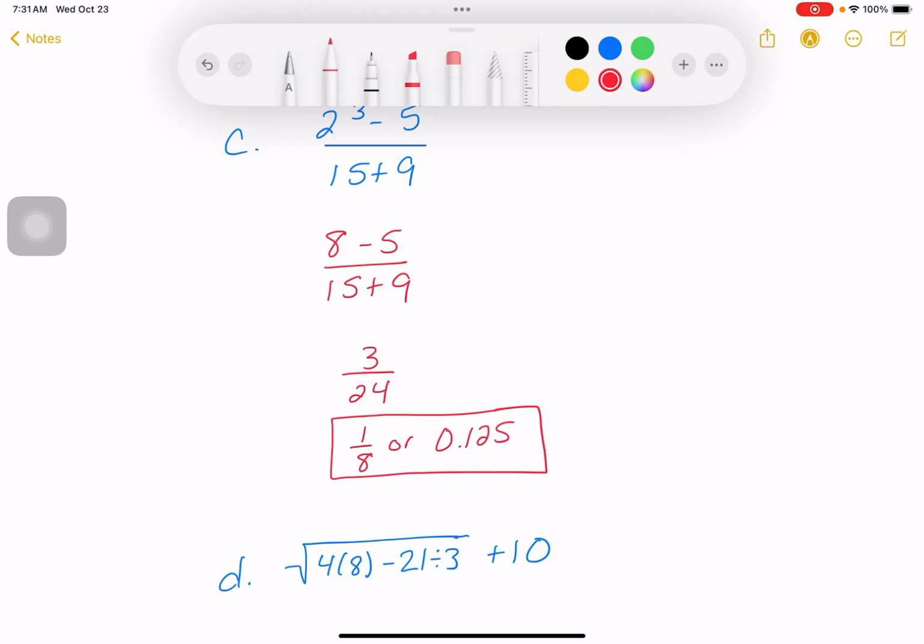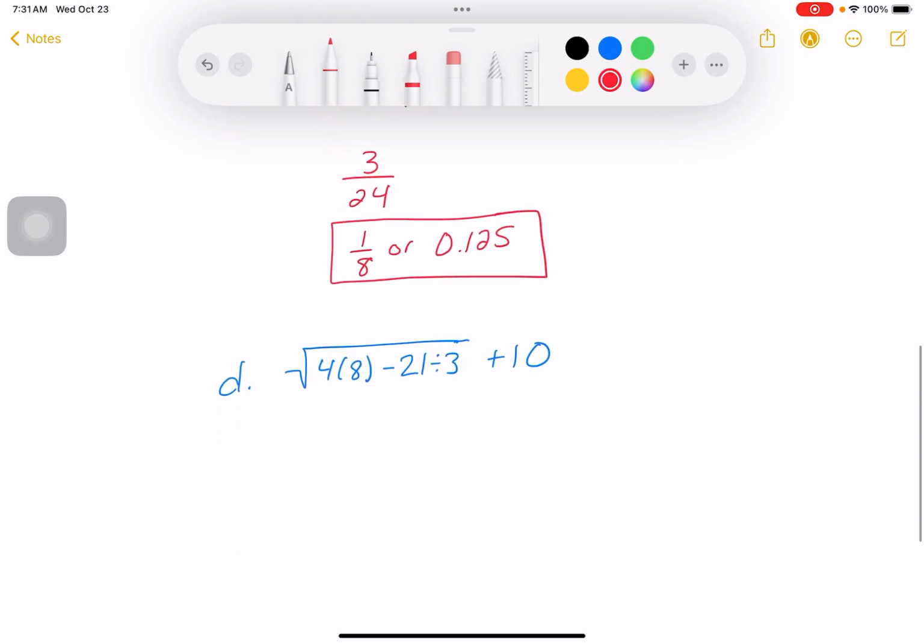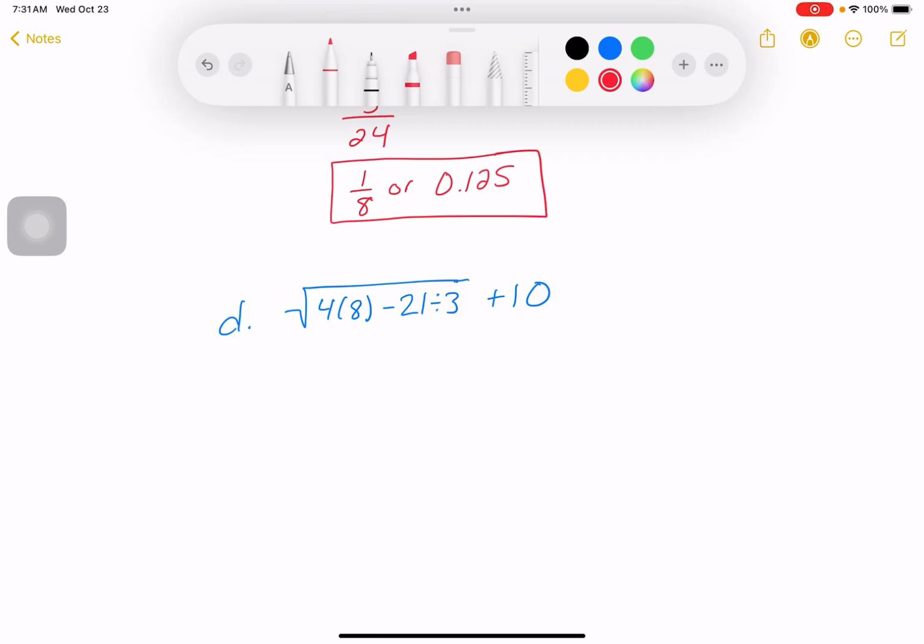All right, then the last one we're going to look at includes a square root. A square root, remember, falls right below the grouping symbols, but in itself it is kind of like a grouping symbol, in that if you have items underneath it, you need to complete them first. So we have multiplication, subtraction, and division. Multiplication comes first, so I'm going to complete them in order from left to right. So 4 times 8 is 32, minus 21 divided by 3 is 7.